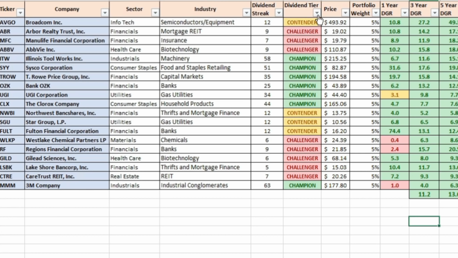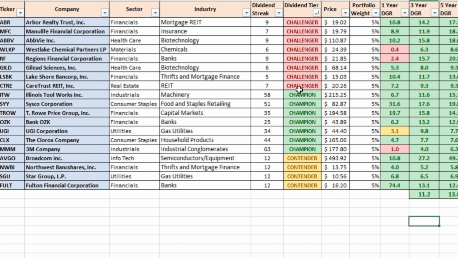If we sort based on the dividend tier, we can see here we're pretty balanced actually. We've got 1, 2, 3, 4, 5, 6, 7, 8 different dividend challengers. We've got how many here? 7 dividend champions and 4 dividend contenders. Good balance here on the dividend streak. We're equally weighting everything here, okay? Dividend growth rates all on the 3, 5, and 10-year growth rates, very strong here.